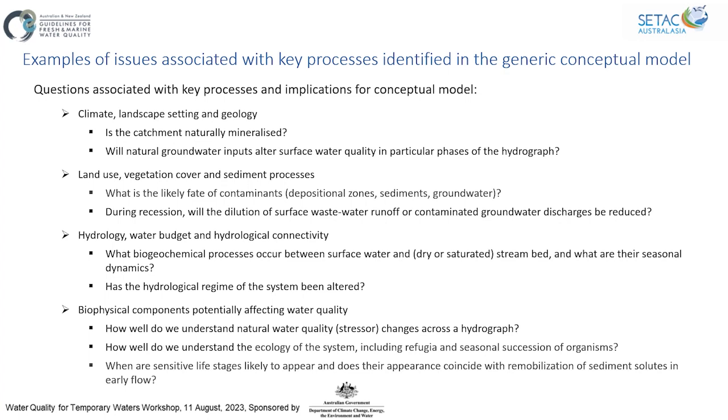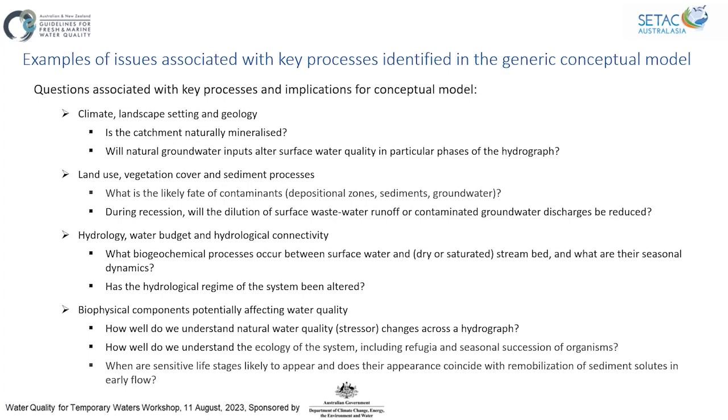Will natural groundwater inputs alter the surface water quality in particular phases of the hydrograph? So later in the hydrograph, you might have your groundwater table relatively high, but the surface water level is dropping proportionally faster, and therefore the inputs of groundwater are proportionally greater.